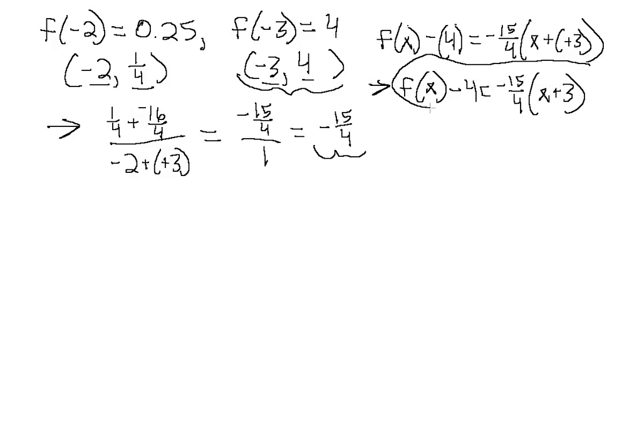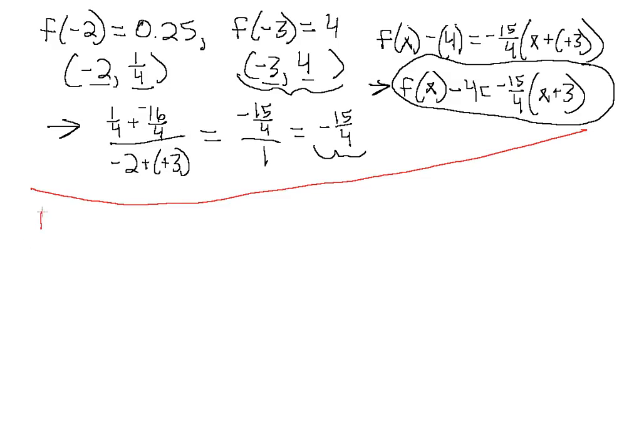And that is our final point-slope form for our linear equation. All right, let's squeeze in a couple more, just for a little more practice. We have f of 2 equals minus 4, and we have f of minus 4 equals minus 2.